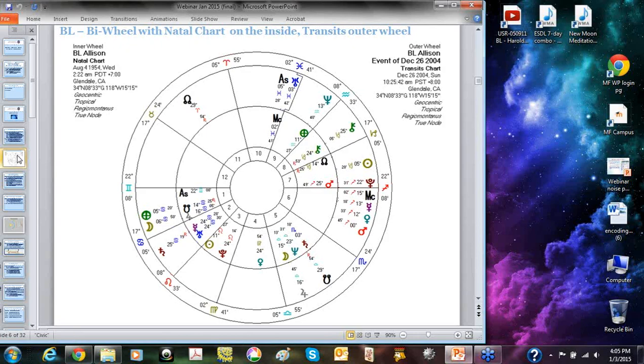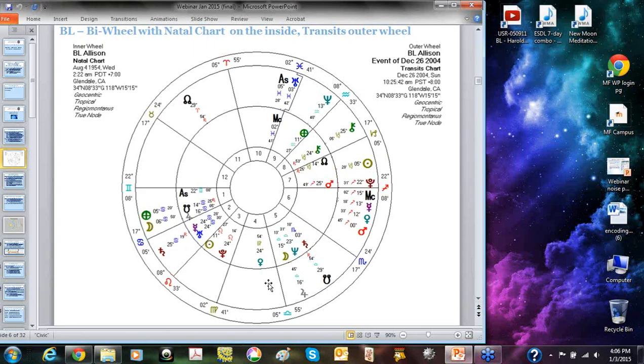You can see what I mean here with the specific transits that I had in December of 2004. This is my natal chart here in the inner wheel, and these are my house cusps on the outer wheel. And these are the transits that were going on 26 December 2004. I don't have anything at 5 or 6 degrees, so the transiting sun and earth, right here, and the moon, they weren't impacting anything in my chart.